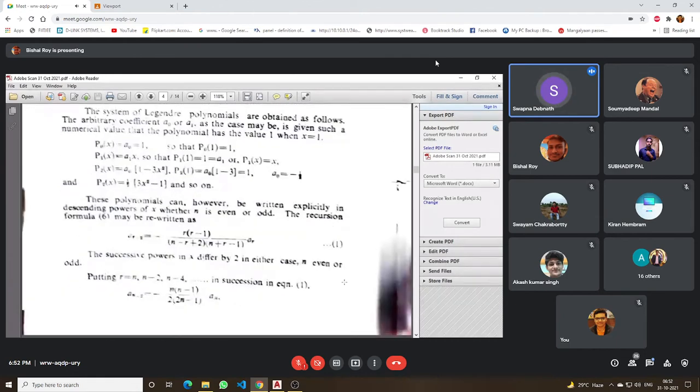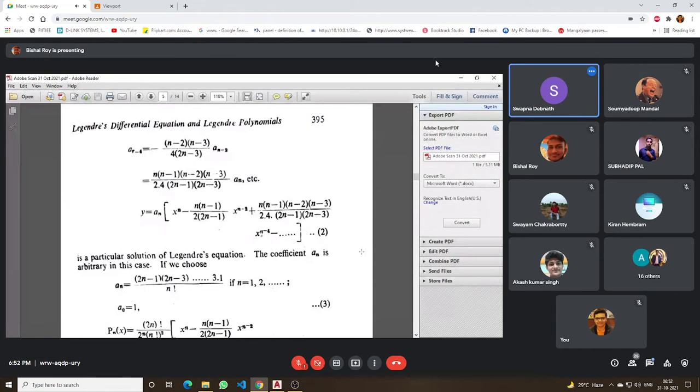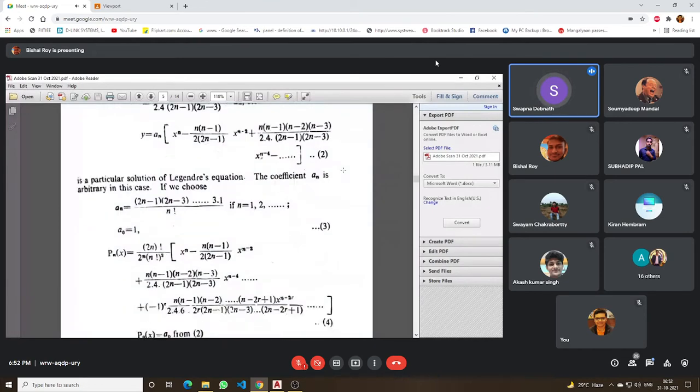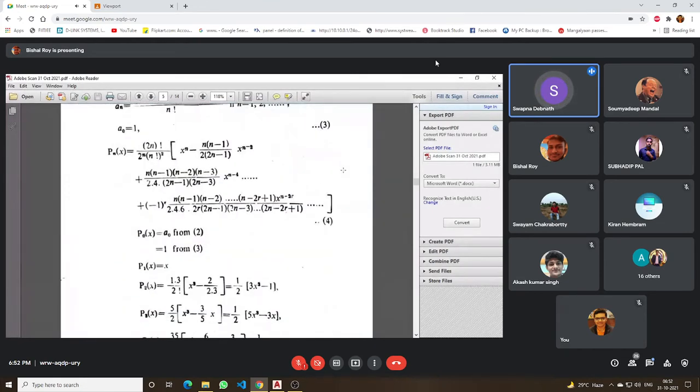Therefore, these polynomials can be written as, you just go to the next part. An is equal to this, and then the polynomial, equation number 4. Polynomial is Pn(x) is equal to factorial 2n by 2 to the power n factorial n whole square, and x to the power n plus n into n minus 1 by 2 into 2n minus 1 x to the power n minus 2 plus etc. Therefore, this can be written in terms of a series. Go to the next part.